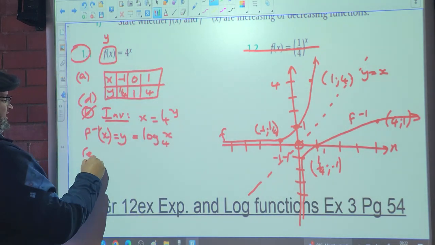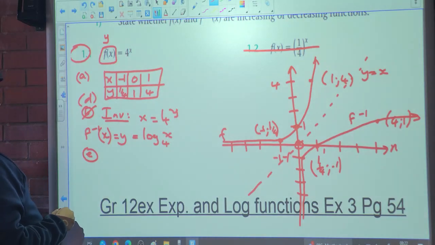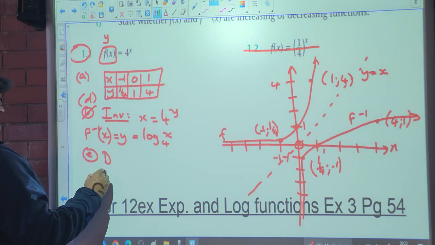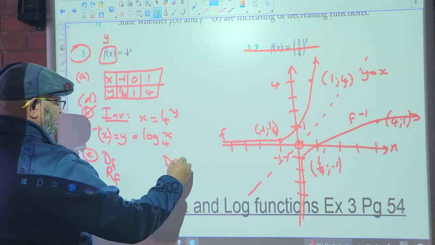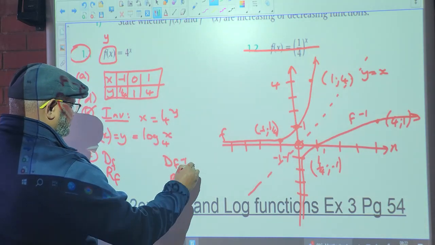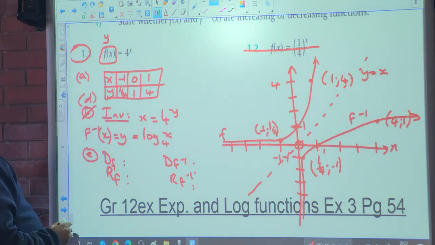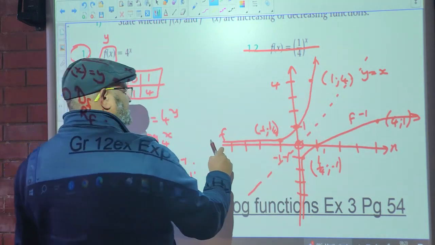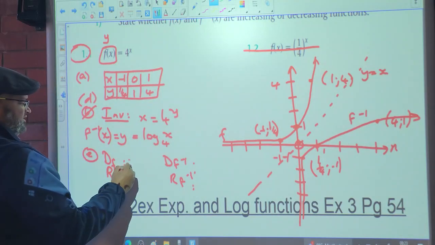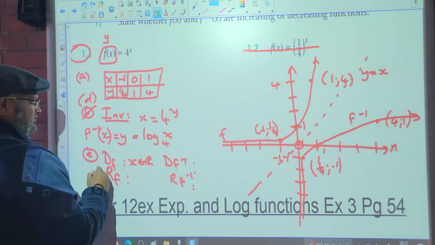Let's look at E. What is E? Write down the range of f of x and the domain of the inverse function. Okay, so the domain and the range. So the domain of the function, which is f of x, as you can see, goes from negative infinity to positive infinity. So x is an element of all real numbers.